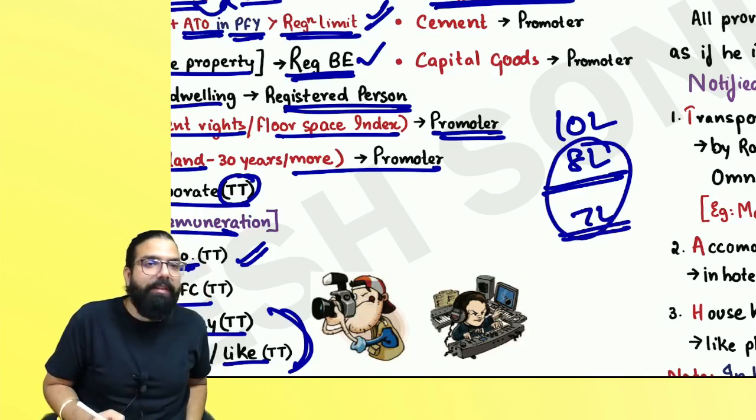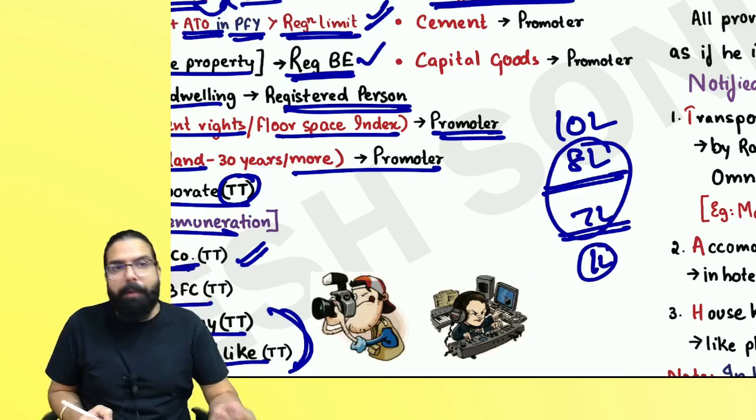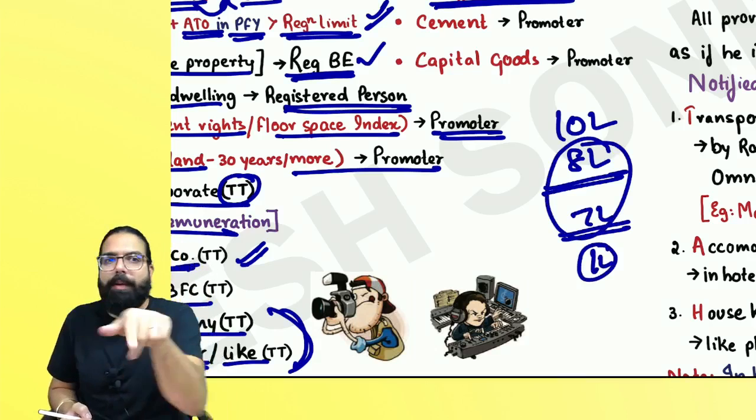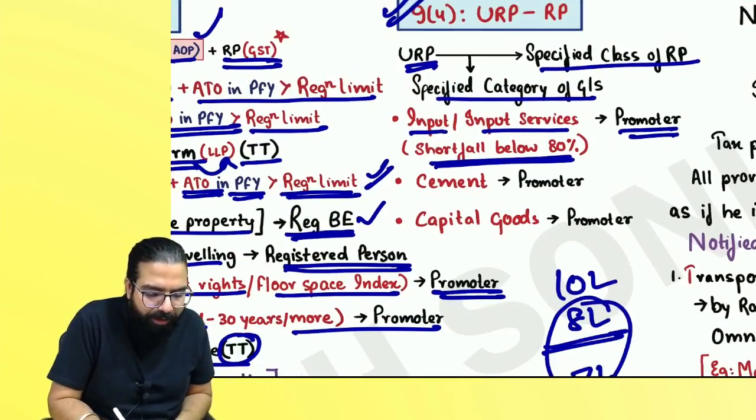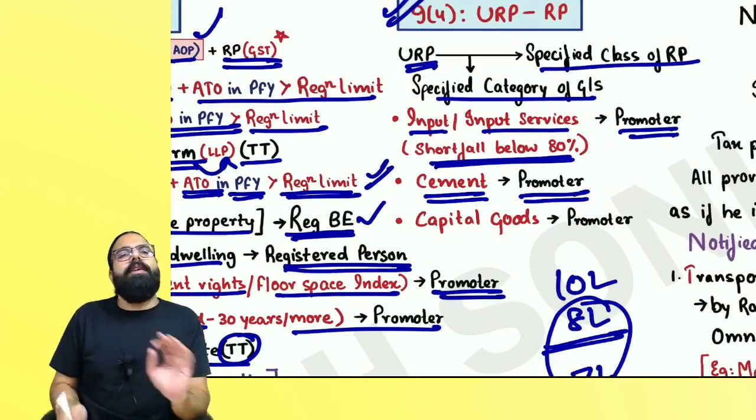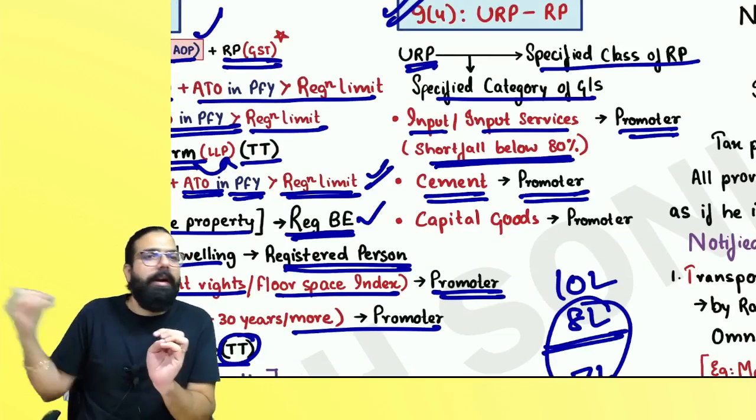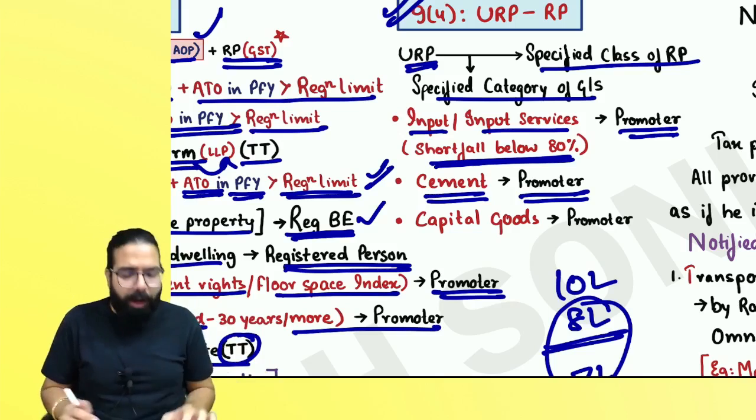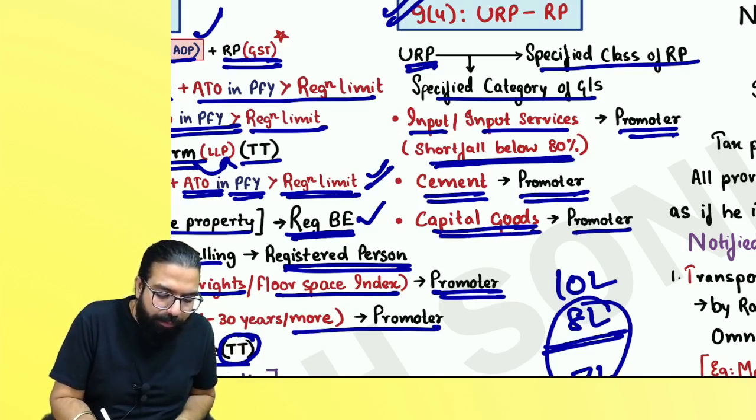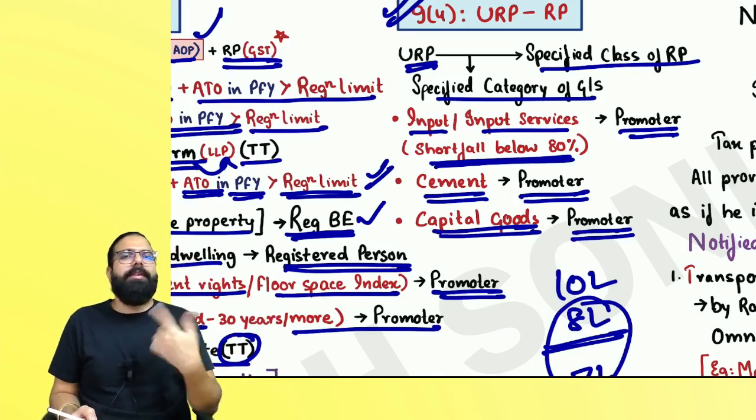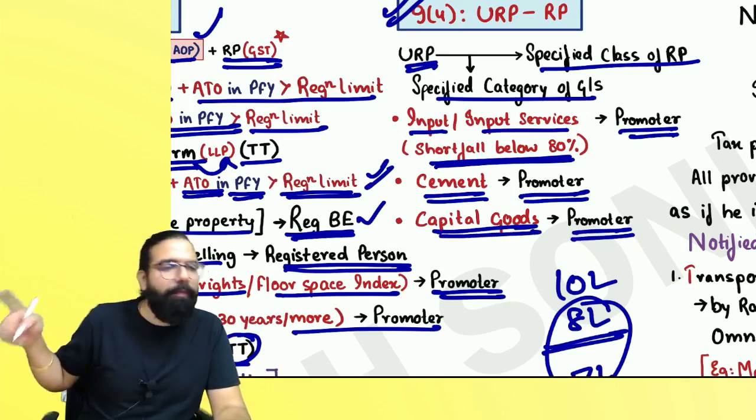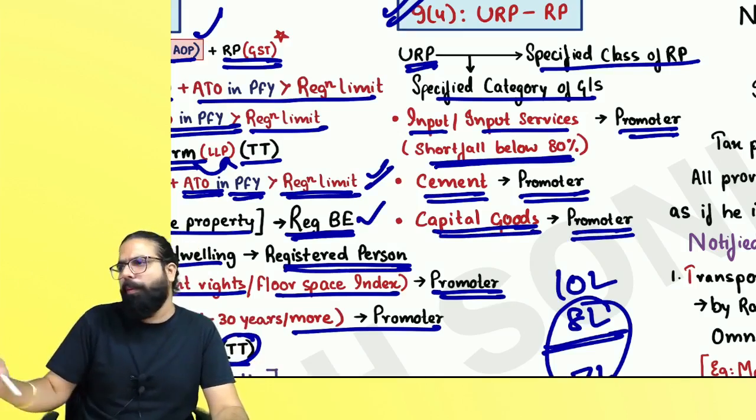Then whatever is the differential, 1 lakh is the differential that the promoter has to pay GST on under RCM at the rate of 18%. The next one over here is cement. In the case of cement also, whenever the promoter buys from an unregistered person, he will have to pay GST under RCM. Capital goods also: if the promoter buys any capital goods from an unregistered person, he'll have to pay GST under RCM. If he buys from a registered person, then no problem.